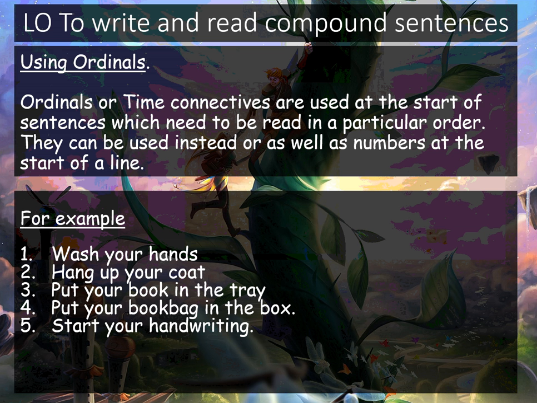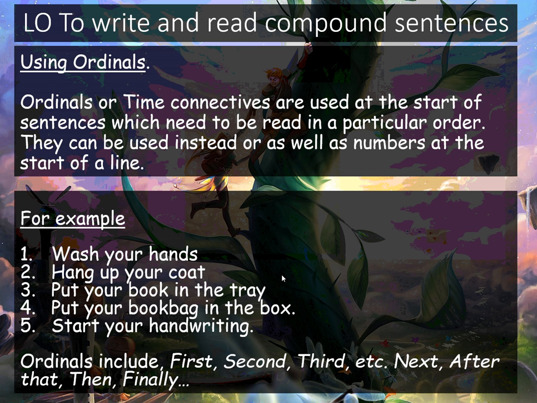So 1, wash your hands. 2, hang up your coat. 3, put your book in the tray. 4, put your book bag in the box. 5, start your handwriting. So that is writing using numbers. And it's brilliant. It's a really good set of instructions. But you could instead use ordinals.